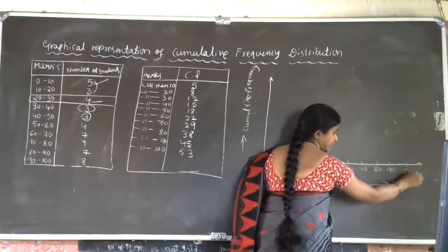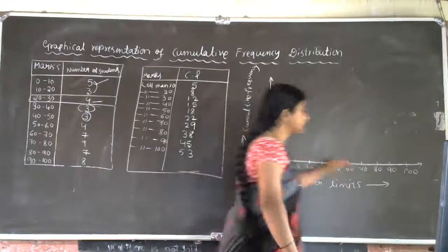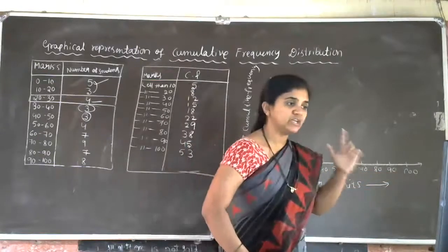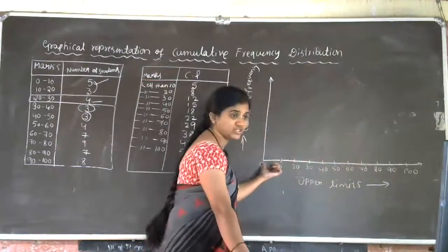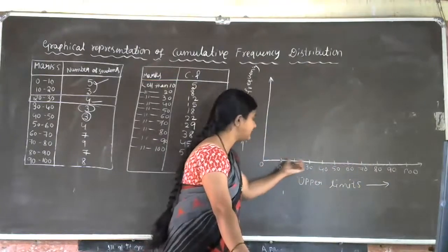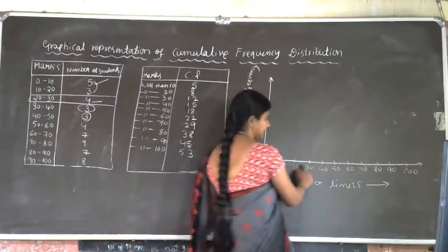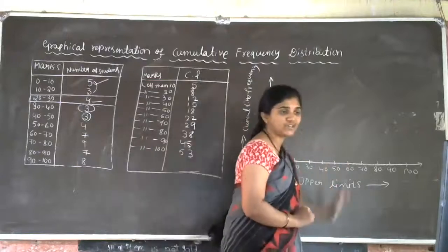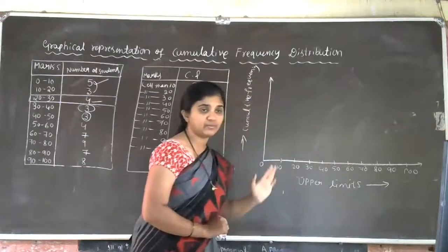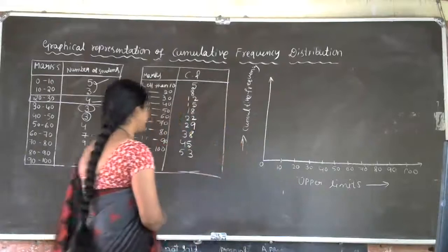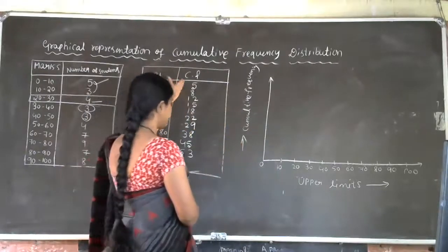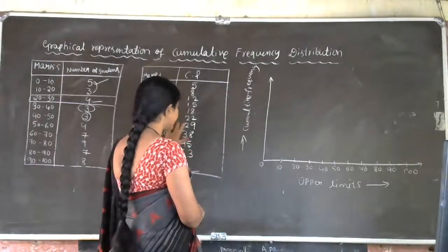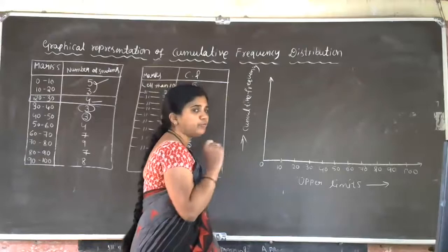then 100. Okay, so here we maintain one scale that 1 centimeter is equal to 10 units. So we are taking here 10 units. Is that clear? Okay, so 10, 20, 30, 40. So we are maintaining the same gap, 10 units gap. Is that clear? So this is about the horizontal axis. Now vertical axis we have to take. So vertical cumulative frequency. So we are observing the cumulative frequency in the form of 5, 8, 12, 15, 18, 22, 29, 38, 45, 53. Up to 53 is there.